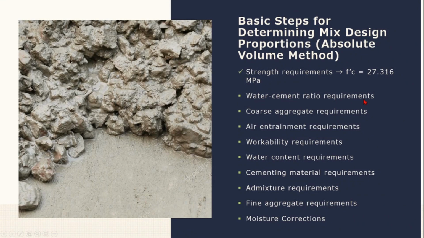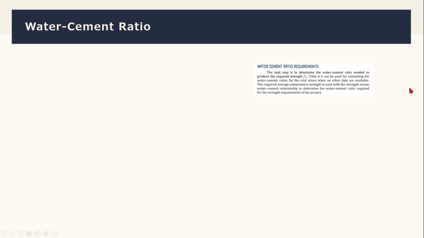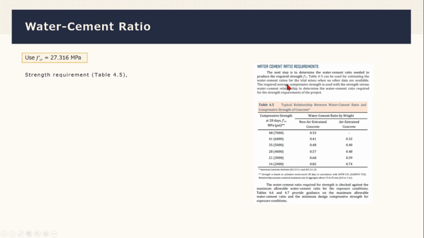Next is the water cement ratio requirements. Water cement ratio is needed to produce the required strength f'cr, which we solved earlier as 27.316. Now, table 4-5 can be used in estimating the water cement ratio for trial mixes when no other data are available. The required average strength column is used with the strength versus the water cement ratio. In the problem, we are allowing an air entrainer, therefore we'll be using this column. Take note that f'cr is 27.316, which is in between 21 and 28, corresponding to 0.59 and 0.48 for an air-entrained concrete.